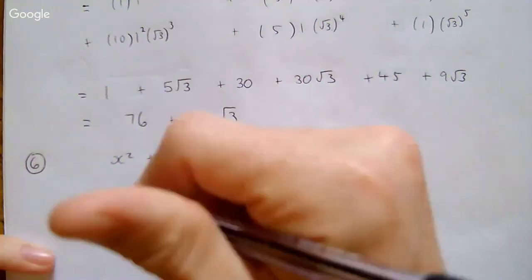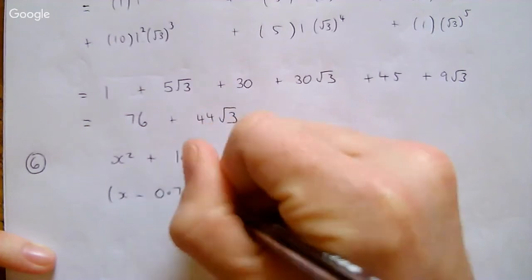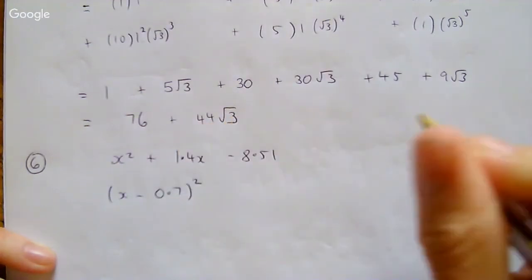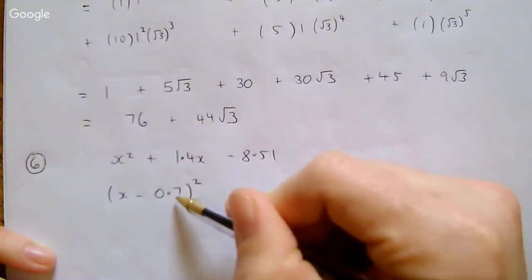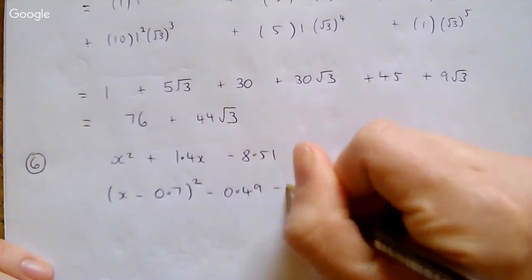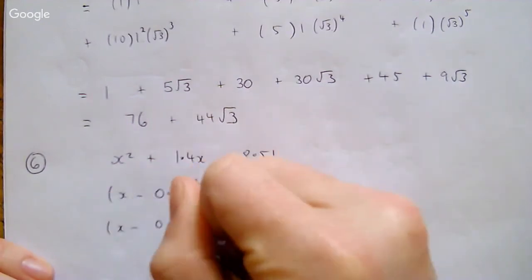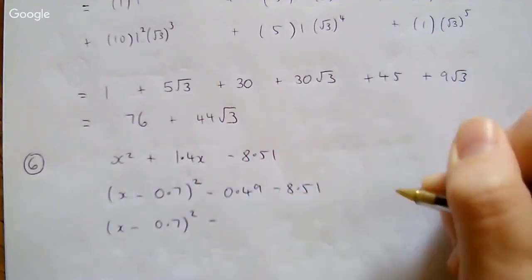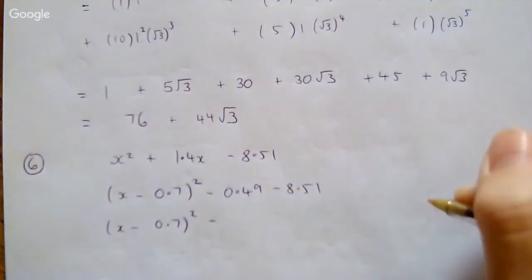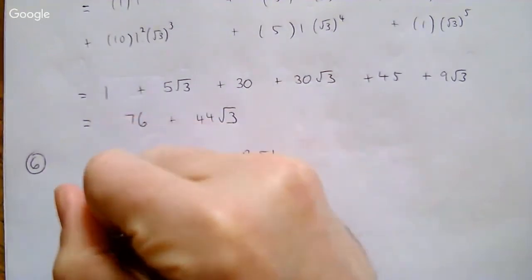Okay, so what we do is we halve this coefficient here, so we're going to get that. But then you must always take away whatever this is squared. Now 7 squared is 49, so 0.7 squared is going to be 0.49. So we're going to have 0.49 there, minus 8.51. And then I'm going to have x. And then 0.49 minus 0.49 minus 8.51 is going to give me minus 9. There's a big hint in the question it was going to do that.